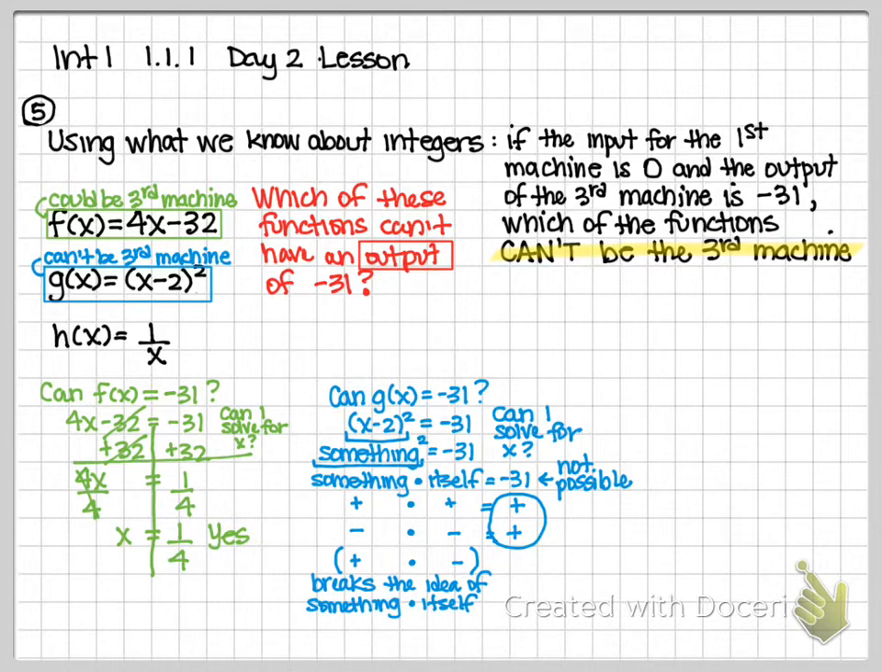Now, I think that's the hard one. H looks a little funky, but I don't think it's necessarily all that more challenging or easier than the other one. So let's take a look at the h function because maybe it can't go last either. All right, well, let's check. So, can h of x equal negative 31? Well, let's check. I'm going to do the exact same thing. Well, h of x is 1 over x. I'm going to set it equal to negative 31, and I'm going to see, can I solve for x?